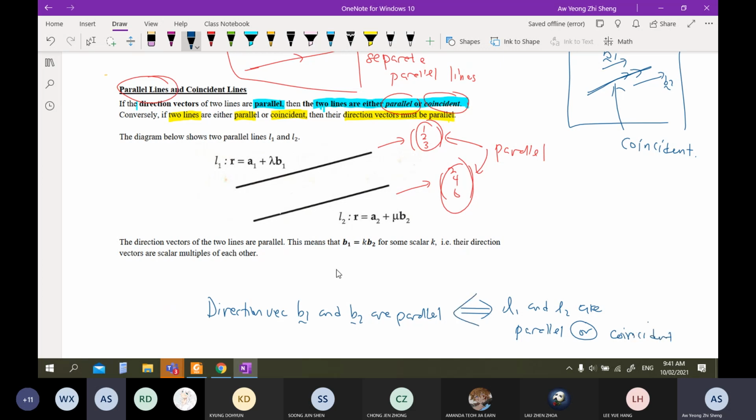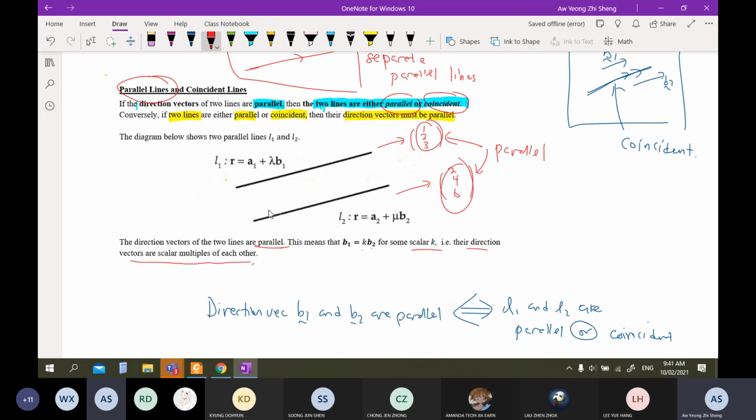And same goes the other way. If you are told that L1 and L2 are parallel, then you can say direction vectors B1 and B2 are parallel. If you are told that L1 and L2 are coincident, you can also say that direction vectors B1 and B2 are parallel. So the logic goes both ways. Then, the direction vectors of the two lines are parallel as shown in the diagram here. This means that B1 is a scalar multiple of B2 for some scalar k, which means their direction vectors are scalar multiples of each other.